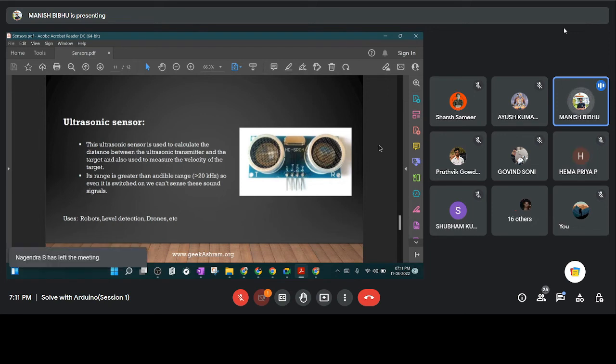Ultrasonic sensor. Ultrasonic sensor is used for calculating the distance. So it has two sensors. First is transmitter and second is receiver. It will basically transmit the ultrasonic sound, ultrasonic ray. The ultrasonic ray will emit from the first sensor, and it will go in a straight path, reflect off any object, and come back to the receiver, and the receiver will detect the ultrasonic ray, and it will sense the distance of that object.